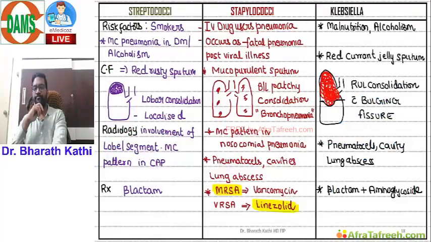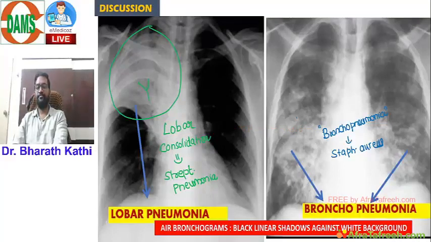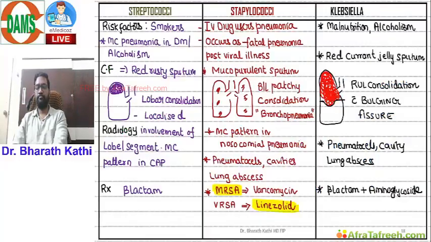Okay. So this is a table showing three pneumonias: Streptococcus, Staph, Klebsiella, and these are the chest X-ray features. Is it okay? Have you noted this down? This theory slides table.